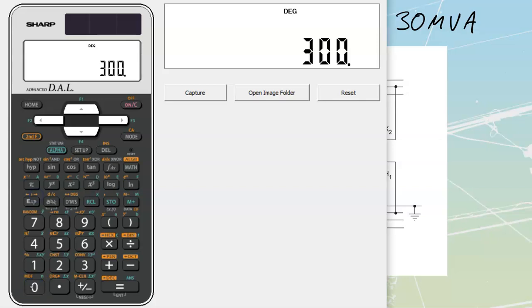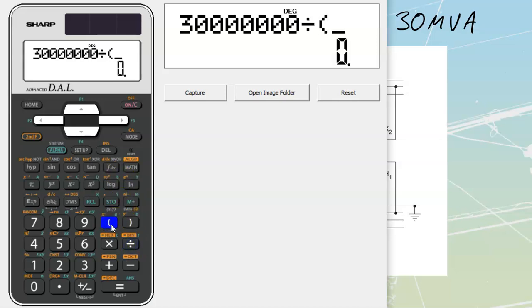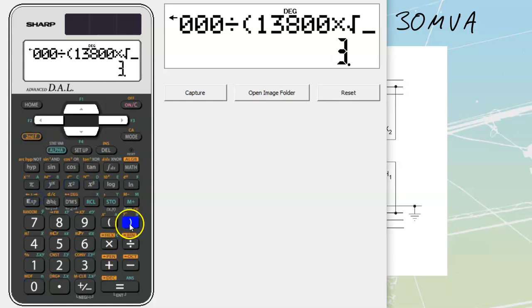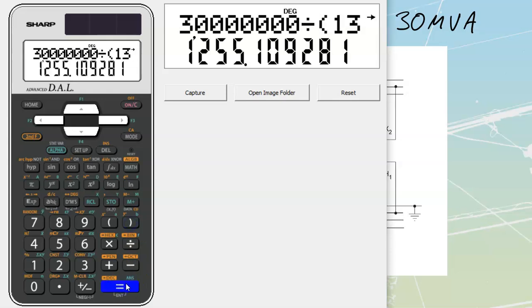30 MVA. Now we can punch this in all the way across. That's 30 MVA divided by, in brackets, our primary line voltage. Remember, primary is the side we're feeding in, not our high, so 13,800 times root 3. That gives us a value of 1,255 amps for our line value of current.